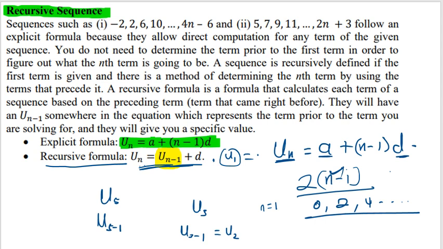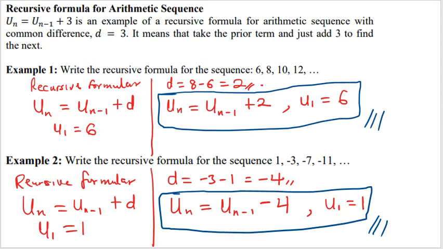So let us pick an example. Alright, let's start from example 1. Write the recursive formula for the sequence 6, 8, 10, 12. To write the recursive formula for this, first of all, we need to determine the common difference. The common difference is given by 8 minus 6, which is 2. So now we know the common difference.